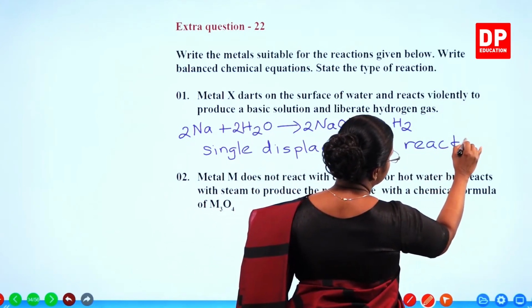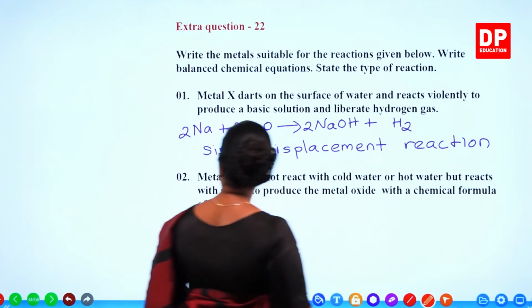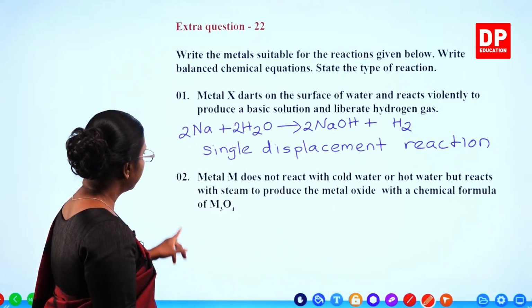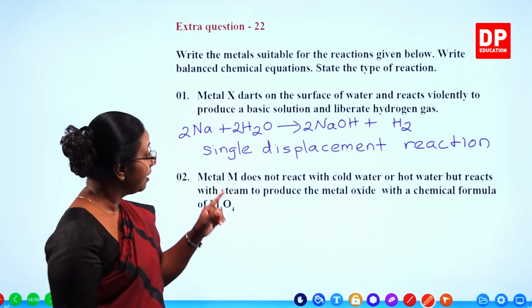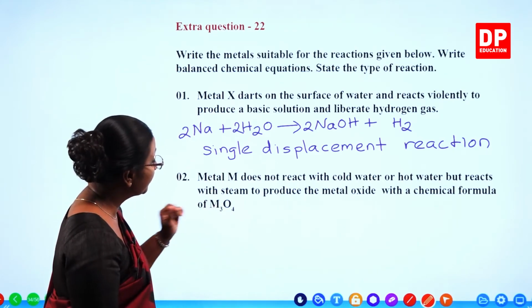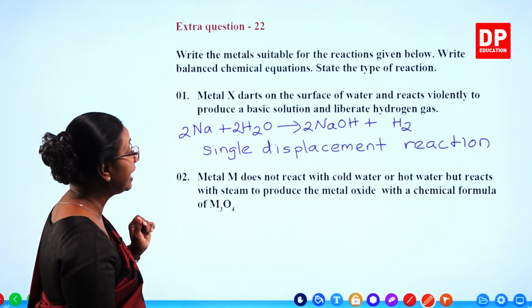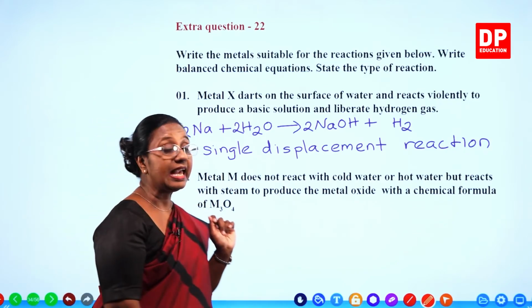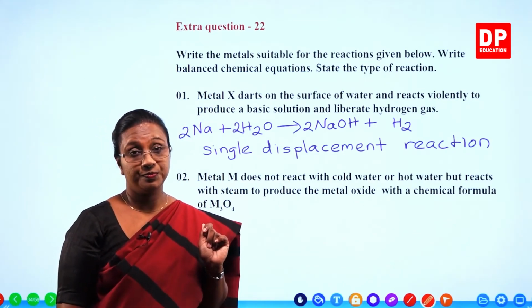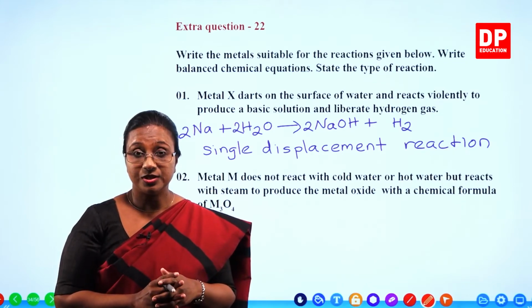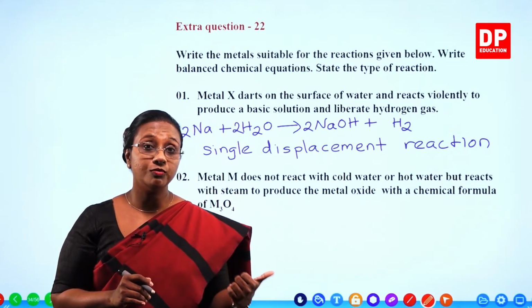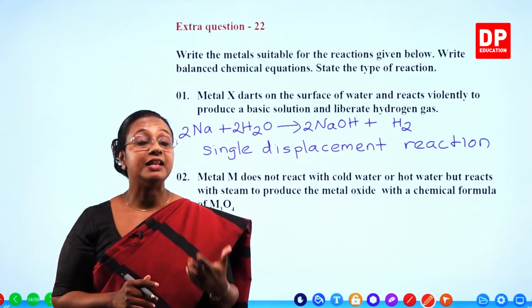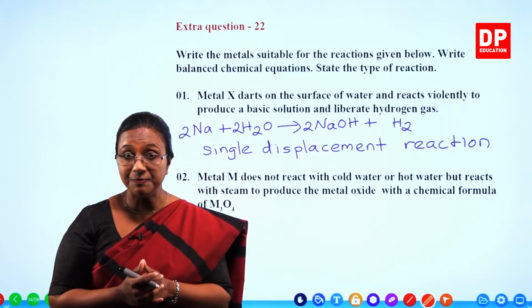Single displacement reaction. Then we have the second one. Metal M does not react with cold water or hot water, but reacts with steam to produce the metal oxide with a chemical formula of M3O4. You all know these, students. Both zinc and iron don't react with cold water or hot water. They react with the steam.